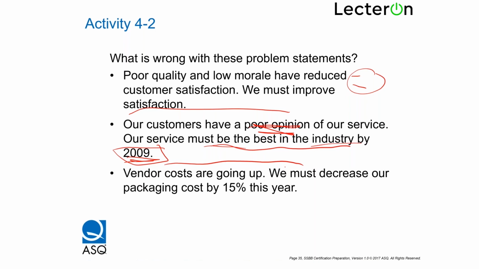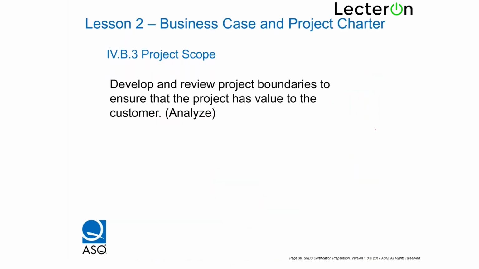Here at the last one, vendor costs are going up. We must decrease our packaging cost by 15%. It's measurable, but going up is not measurable. And this year doesn't give a full time frame. Then the project scope: develop and review project boundaries to ensure that the project has value to the customer.